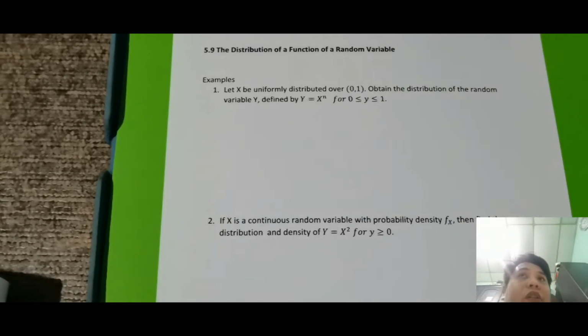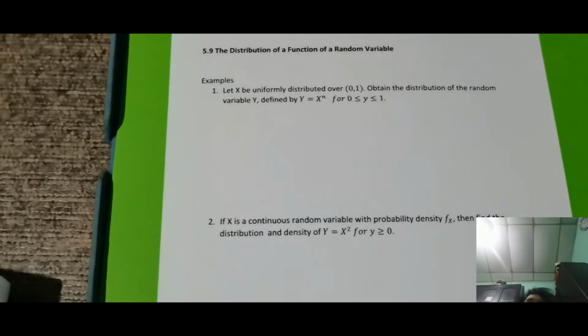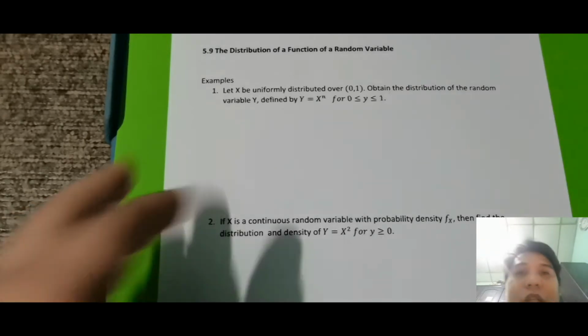Okay, so kung nalilito ka doon sa ating mga previous na method kung paano ginagawa, so baka ito makatulong sa ating pag-derive. So now, example, let x be uniformly distributed over 0, 1. So obtain the distribution of the random variable y, defined by y is equal to x raised to n for 0 is less than or equal to y, less than or equal to 1. Okay, so kung naalala mo ano yung method 1 natin dati, yung method 1 natin is mag-i-start tayo dun sa ating CDF. Okay, so similar pa rin yung case na gagawin natin dito.